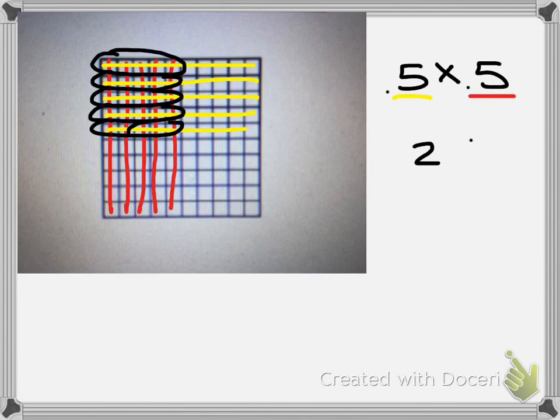Okay, now that's not just 25 though, is it? And it's certainly not 25 tenths either, because when we think about each one of these little guys over here, each one is a hundredth, so that would be 25 hundredths.